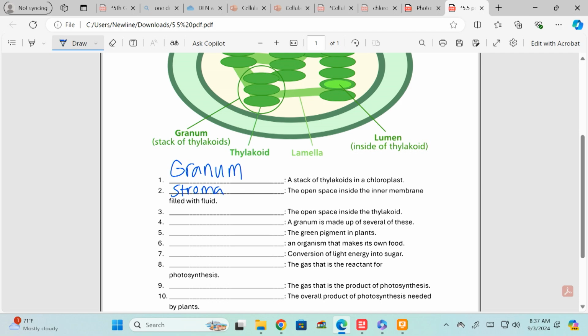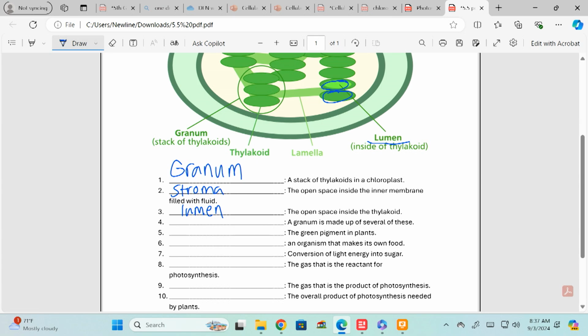Number 3, the open space inside the thylakoids. So each of these is a thylakoid. You can see that inside the thylakoid is an opening called the lumen. So number 3 should be lumen. And actually you'll see lumen come up a lot. Lumen is just an opening of anything. Okay, the opening of your blood vessels is called a lumen. So lumen just means an open space within anything.